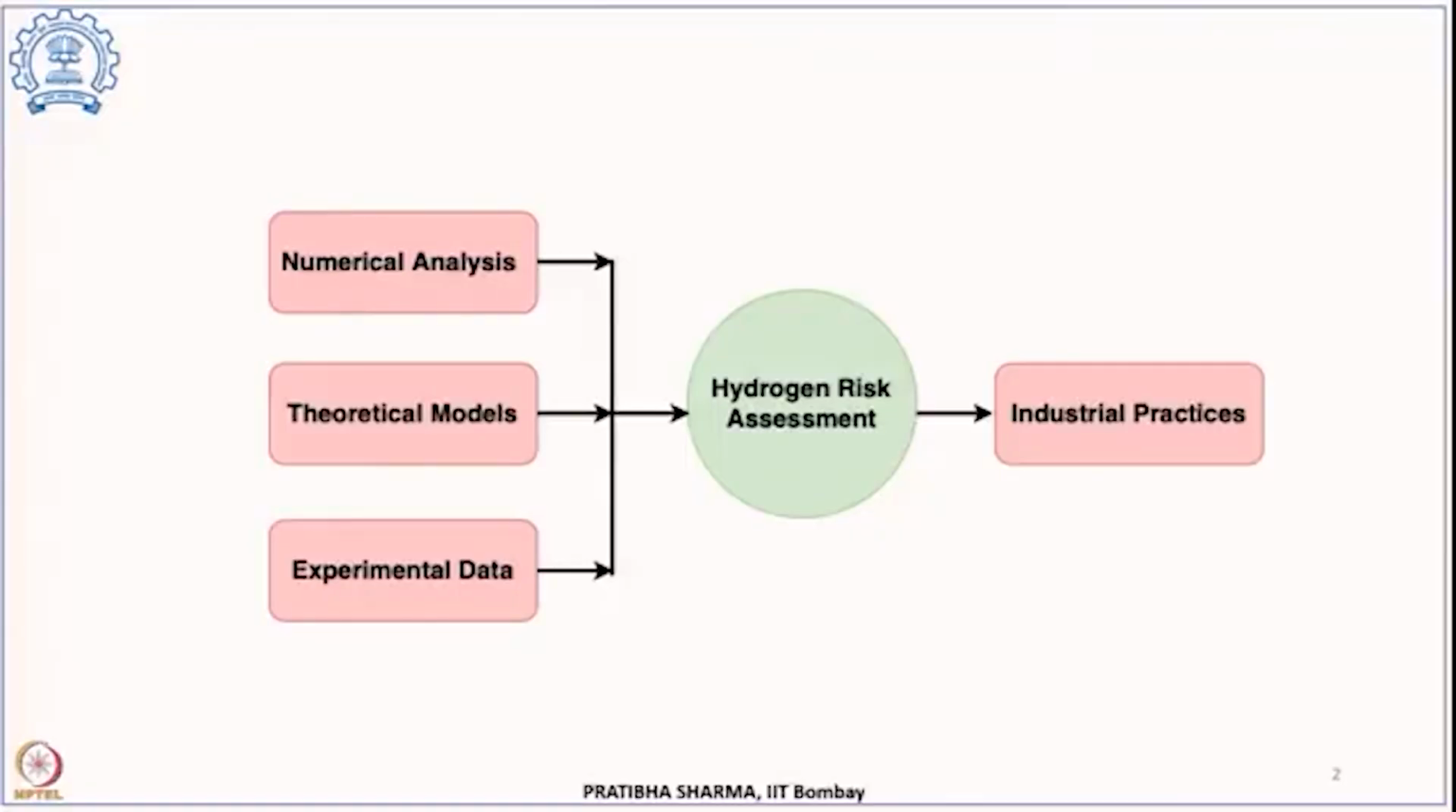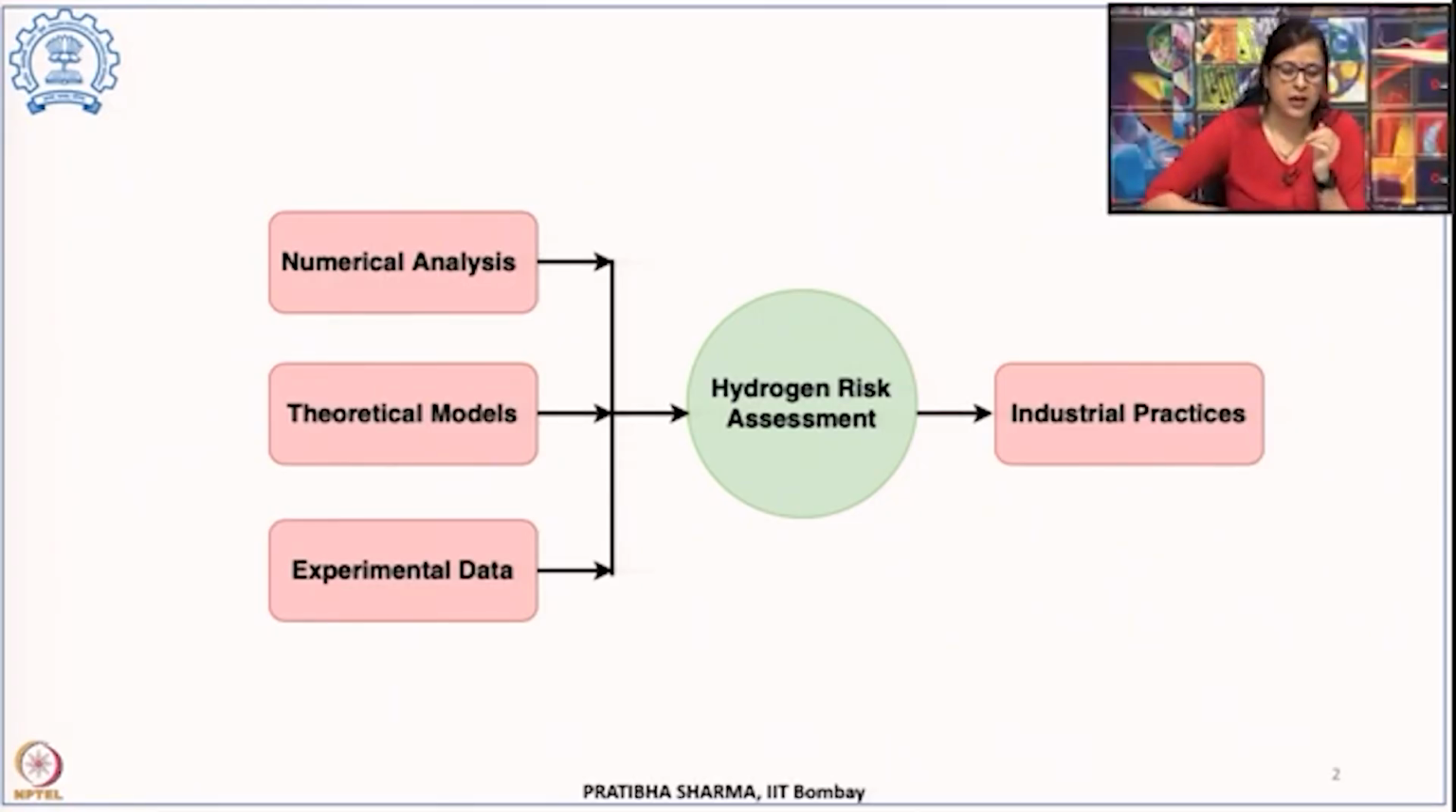Now hydrogen risk analysis provides a reliable connection between the scientific knowledge which is gained from either numerical analysis, theoretical models, experimental data, together with the best industrial practices. Here industrial practices are important in the sense we know that hydrogen has been very safely used in industries for more than a century, and they have established a very good safety record.